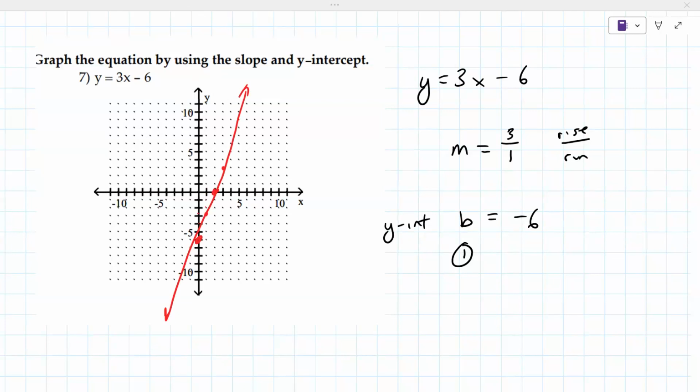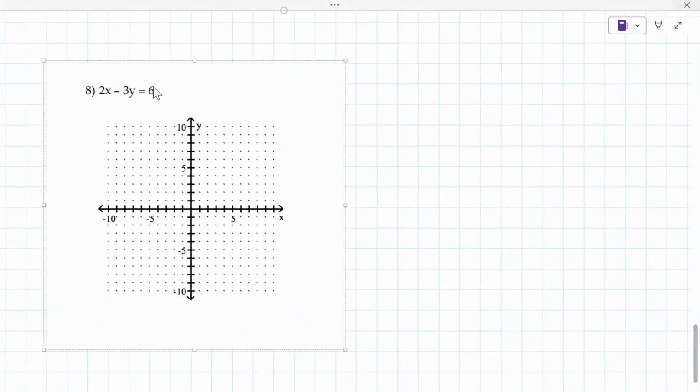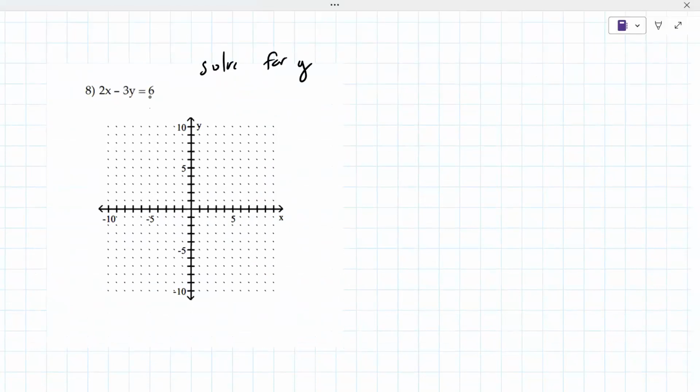All right. Any questions on that? No. All right. So for number 8, we have to do a little bit of work before we can graph it. We have to solve for y because it's not solved for y.